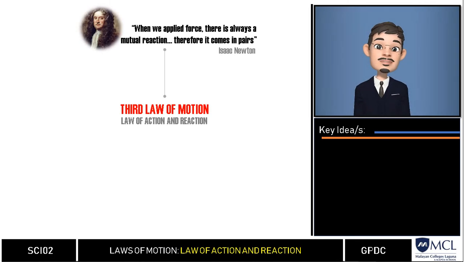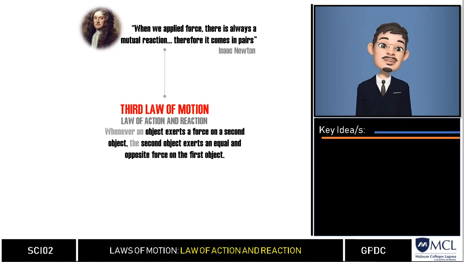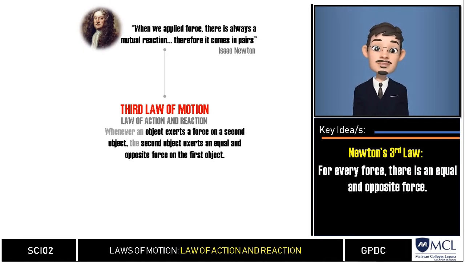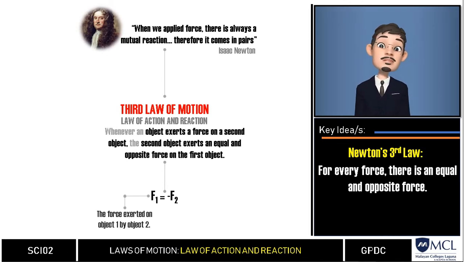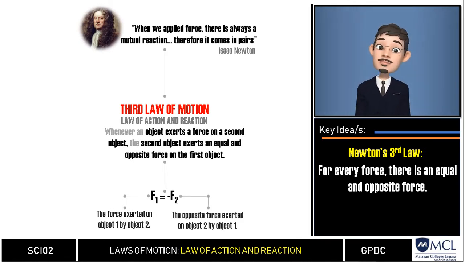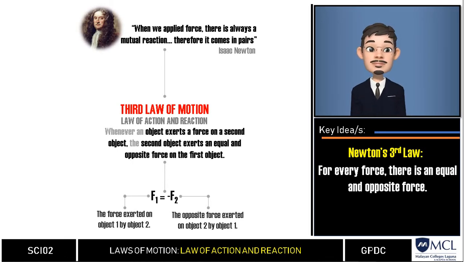This law states that whenever one object exerts a force on a second object, the second object exerts an equal and opposite force on the first object. We can state this law as: for every force, there is an equal and opposite force. Mathematically, we can express this law as F sub 1 is equal to negative F sub 2, where F sub 1 is the force exerted on object 1 by object 2, and negative F sub 2 is the force exerted on object 2 by object 1. Notice that, again, there is a negative sign. This indicates that the force is acting in the opposite direction.